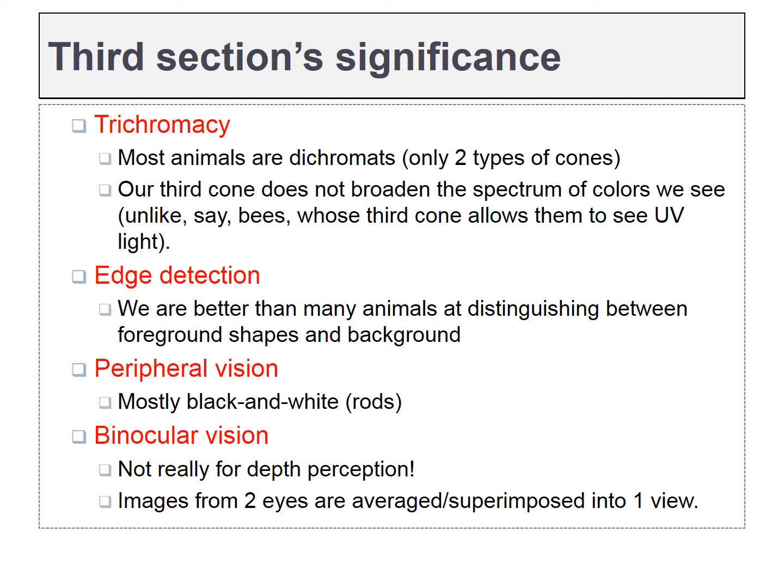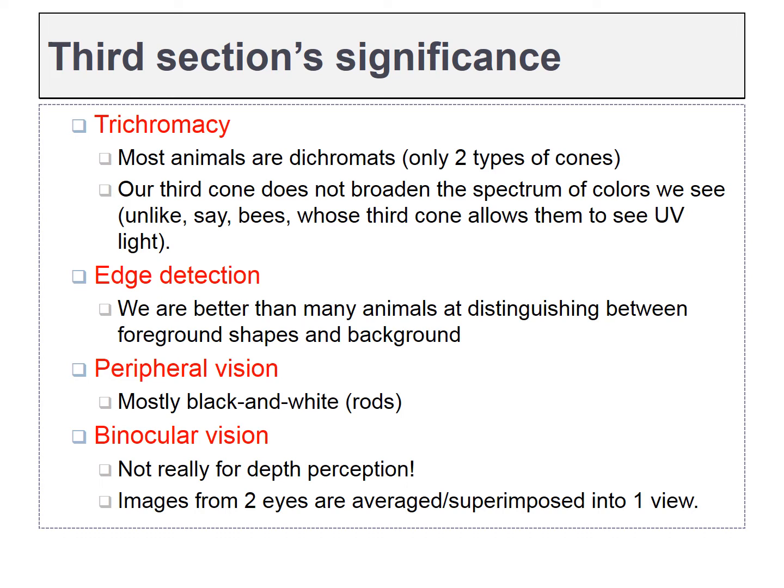All right, on to the third and last part of this chapter, where we will discuss vision. In this section, we'll have to discuss trichromacy and why humans have a third cone, whereas most animals only have 2 types. And those that do have extra cones can see beyond what we call the visible spectrum of radiation, into the infrared or ultraviolet. Our third cone is pretty much redundant to one that other animals have.